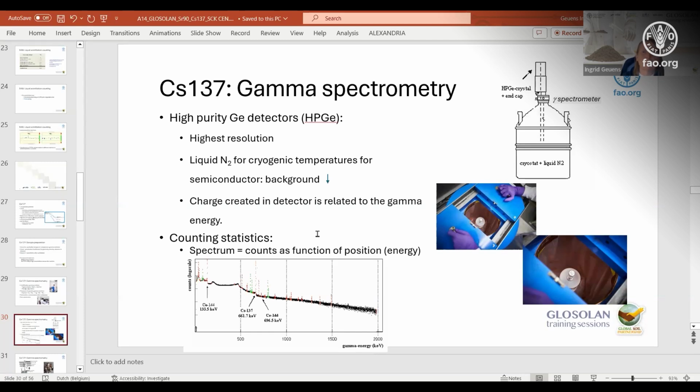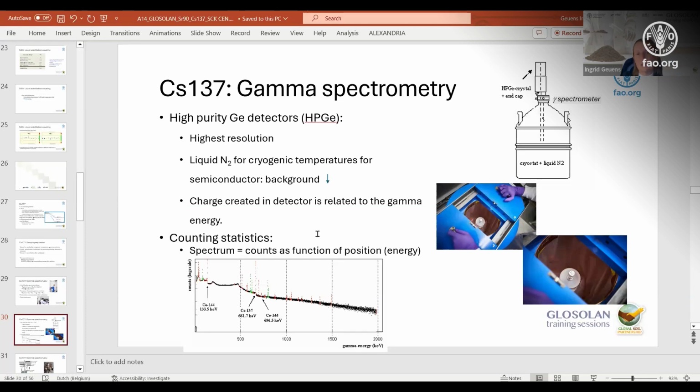It's based on a semiconductor material, so we use liquid nitrogen for cryogenic temperatures for the semiconductor. If you don't do that, your background is really too high, so you really have to lower the background down. That's just because of the detector.